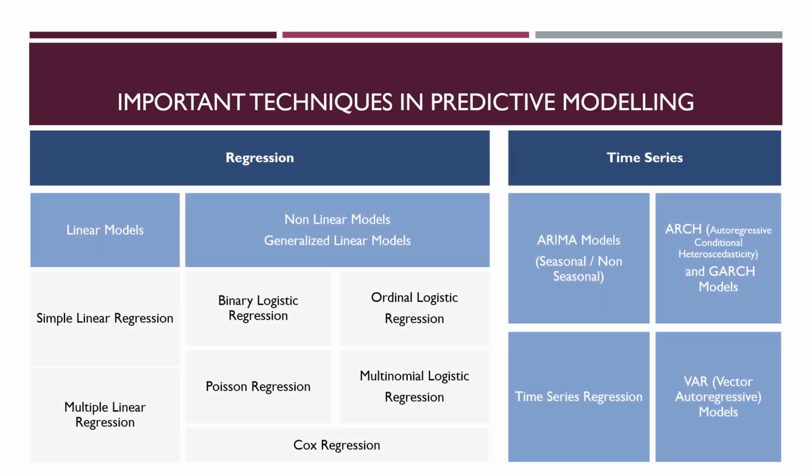This table lists the different types of predictive models. Binary logistic regression is a non-linear regression model. Apart from binary logistic regression, there are other regression models like ordinal logistic regression, multinomial logistic regression, Poisson regression, Cox regression in the class of non-linear regression models. Whereas time series regression models deal with prediction or forecasting of time series data.